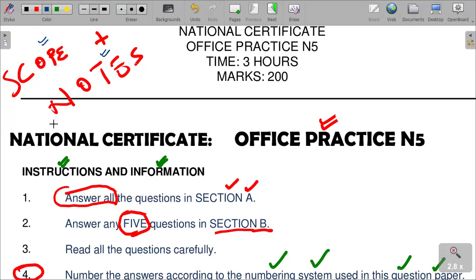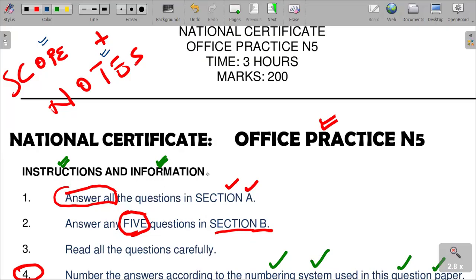In this presentation, just note that it's only section A that I'm presenting. I wanted to make the video short and straight to the point, so they won't be so long. Please note that you always need to read the instructions when you are going through our examinations. You need to read instructions and information.